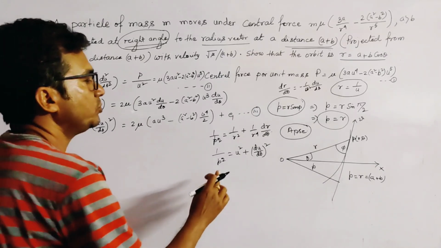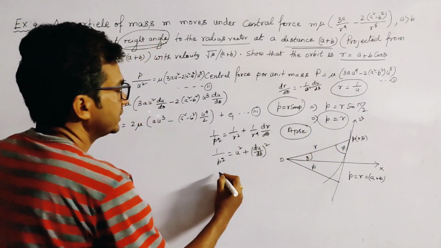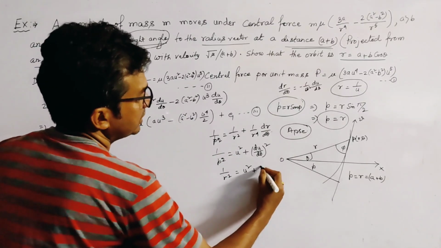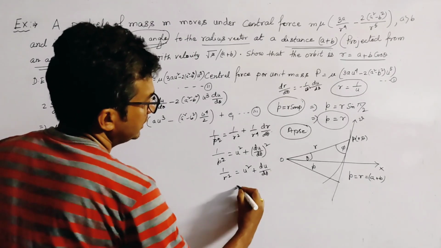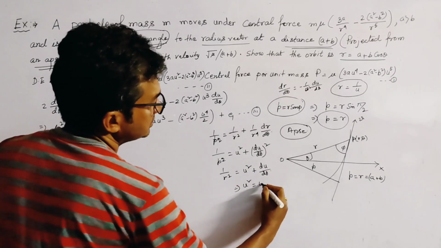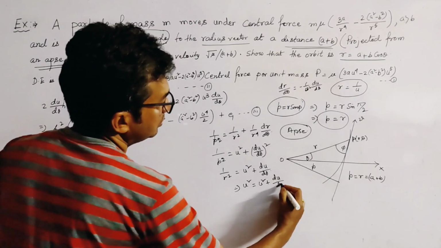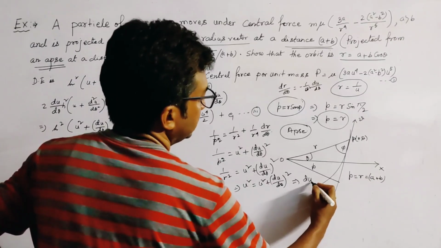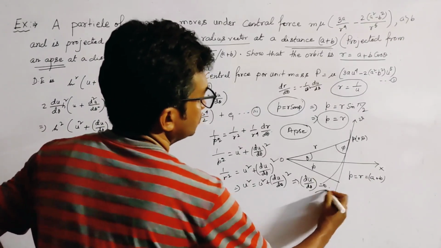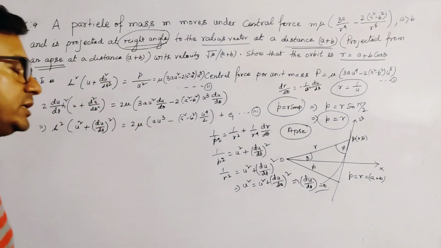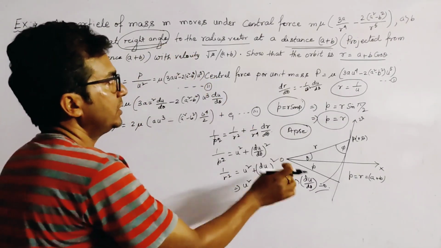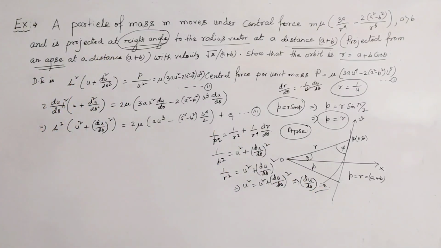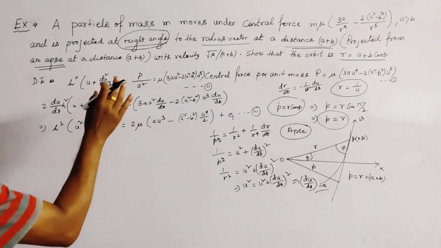Now we put P equal to r, that is, 1 by P square equals 1 by r square, which is u square. So u square equals u square plus du by d theta whole square, and so du by d theta is equal to 0. So at the point of projection, where the angle is a right angle or at an apse, du by d theta must be 0.